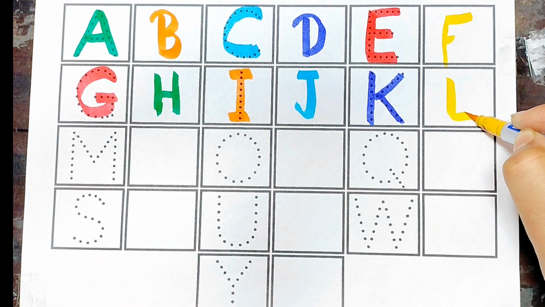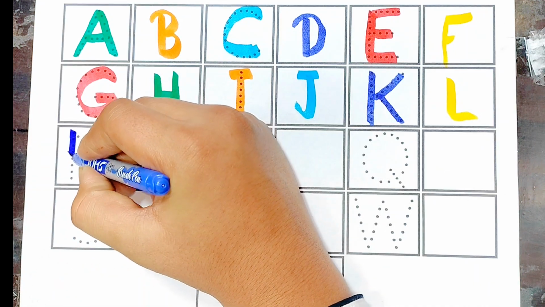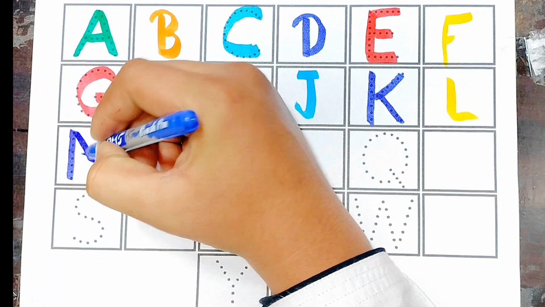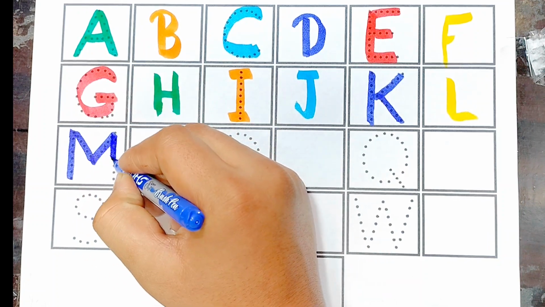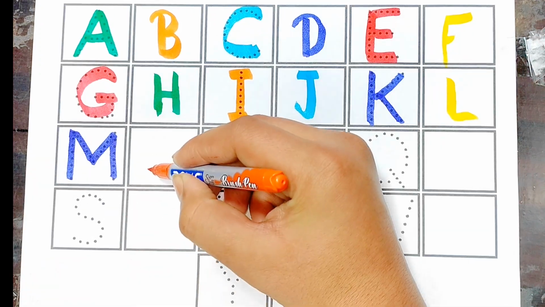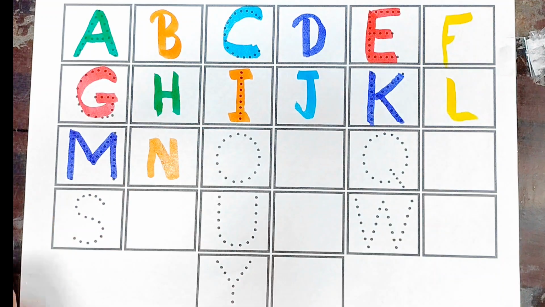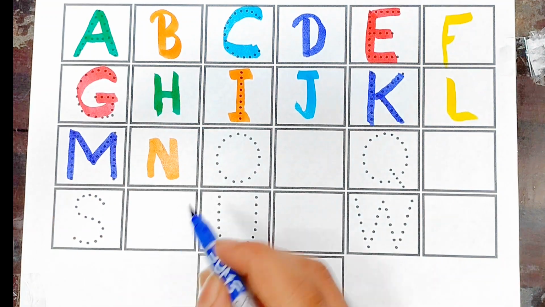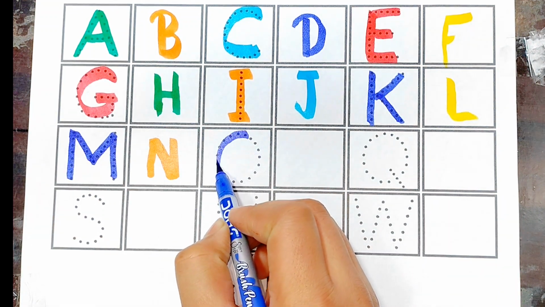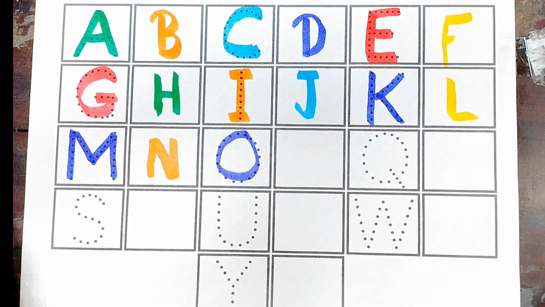L for lion. L for... what is it, children? Lion. M for monkey. N for nest. O for owl.